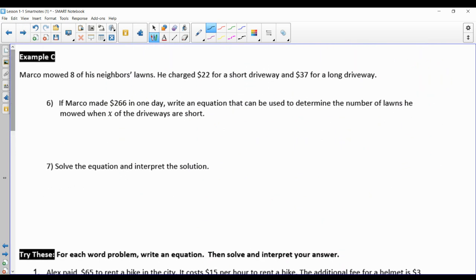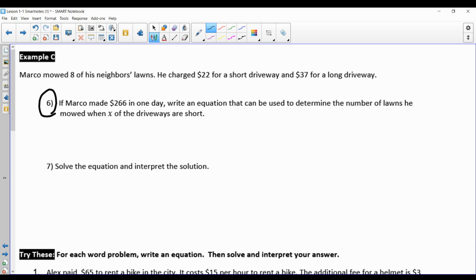If I look at example C here, Marco mowed 8 of his neighbor's lawns. He charged $22 for a short driveway, $37 for a long driveway. Okay? Same thing. We want to try to build an equation based on the information. To do this, we got to kind of lead into number 6 and build the rest of this up. If Marco made $266 in one day, write an equation that can be used to determine the number of lawns he mowed when X of his driveways are short.